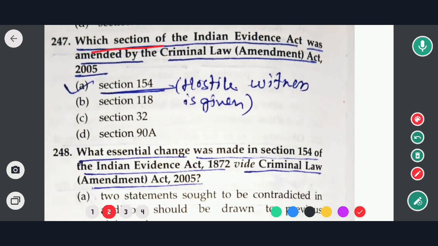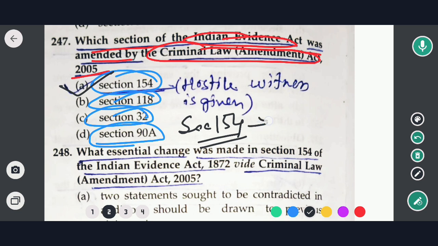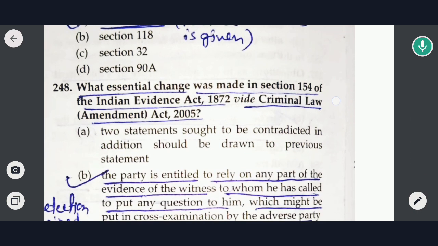Next question is which section of the Indian Evidence Act was amended by the Criminal Law Amendment Act 2005? Options are Section 154, Section 118, Section 100, Section 132, Section 190A. So the correct option would be option A, that is Section 154, which is all about hostile witness. So in this case option A would be the correct answer. Now on to the next question.